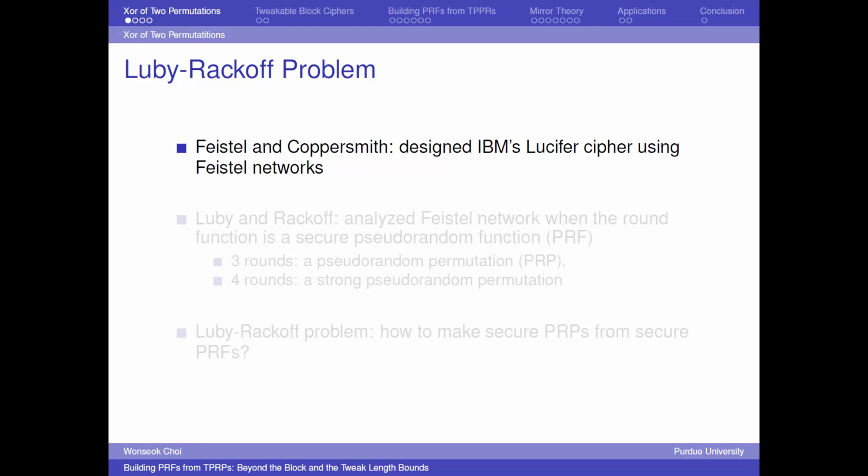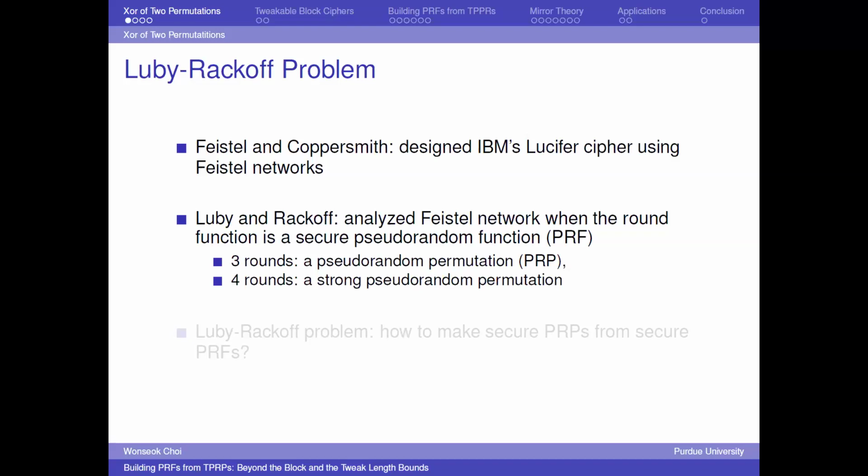At that moment, Feistel and Coppersmith designed IBM's Lucifer cipher using the Feistel network. Luby and Rackoff first assumed the inner round function is a secure pseudo-random function. By assuming this, they could prove that the 3-round Feistel structure is a secure pseudo-random permutation, and if you do that with 4 rounds, it becomes a strong pseudo-random permutation. So the Luby-Rackoff problem basically asks how to make secure PRPs from secure PRFs.